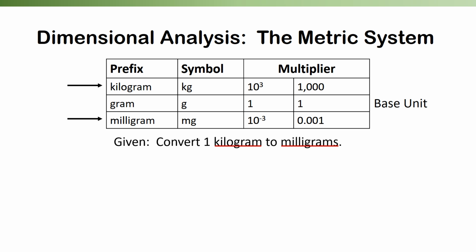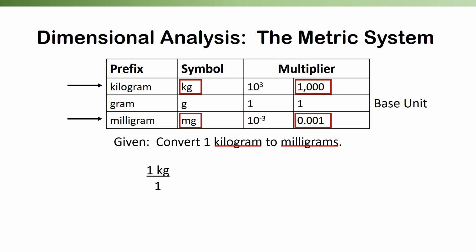All right, let's go to our chart and identify our players. So here we have our symbols, kilogram and milligram, and then let's identify the multipliers. And let's use 1,000 and 0.001. All right. Now that we have everything identified, step 1 in solving our problem says that we take our given and we make it a fraction by putting it over 1. So we take 1 kilogram and put it over 1 because we're given 1 kilogram.